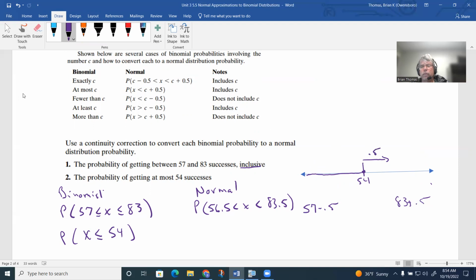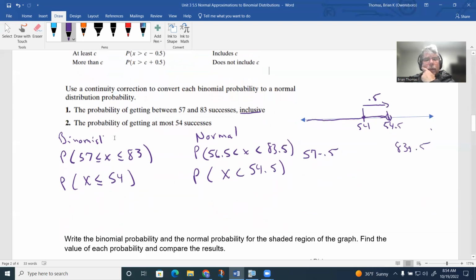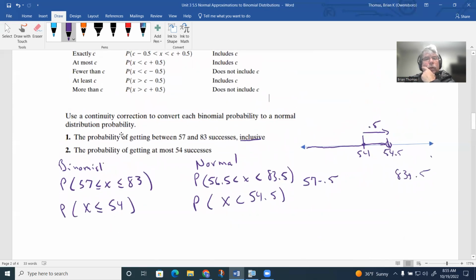So 54 plus 0.5 will get us to 54.5. So that's going to become our normal probability that we can use. So that transforms into x is now less than 54.5. And that would be how we would determine that probability. Okay. So we'll stop there.